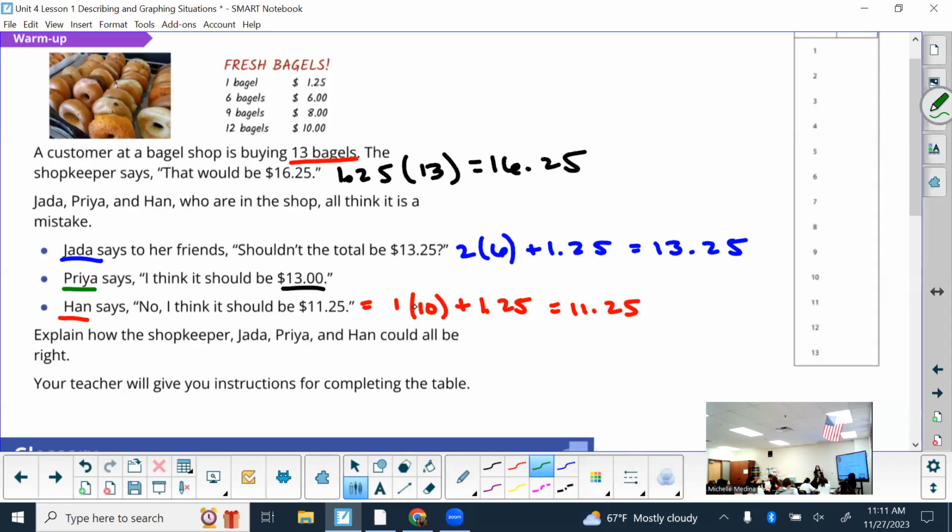You guys know all the questions in advance. I really wish you guys would anticipate, like, okay, well, if this table has that question, maybe I should hurry and figure out what these other questions should be. So, Priya, table 1, how could she have come up with $13?